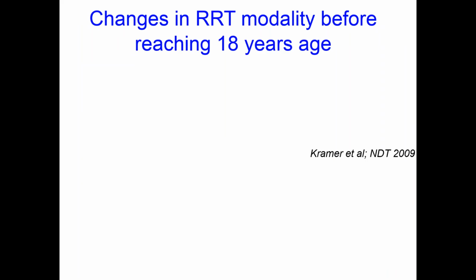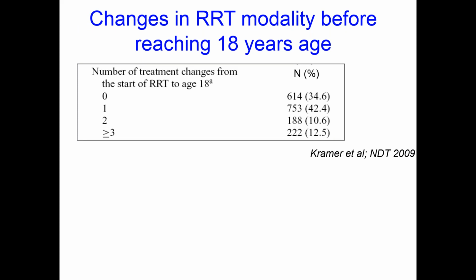So one important thing to keep in mind is once again this very important message of preserving vascular access. This study performed through the ERKNet Registry looked at the number of changes in access in the type of renal replacement therapy before a patient reached the age of 18 years. The majority of people had no change or only one change. So you could argue that in the best case scenario, they've had a preemptive transplant, or they've gone from one type of dialysis modality to a transplant.